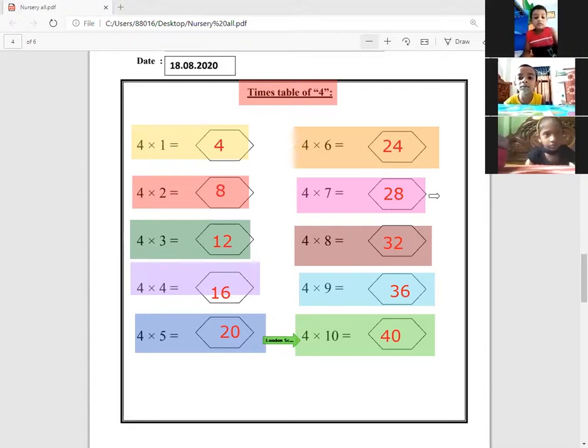I will give you 5 minutes for writing it and memorizing it, okay? Yes, I have done.